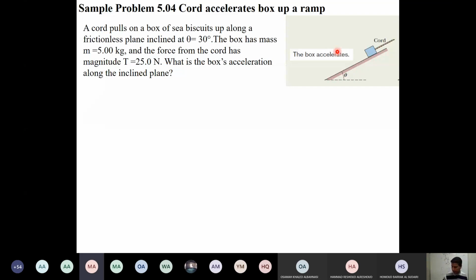Why did we put sine theta? Because we wanted to split this mg force into two components: one is mg cosine theta, the other is mg sine theta. So we need to resolve the forces along the x-axis and along the y-axis, okay?